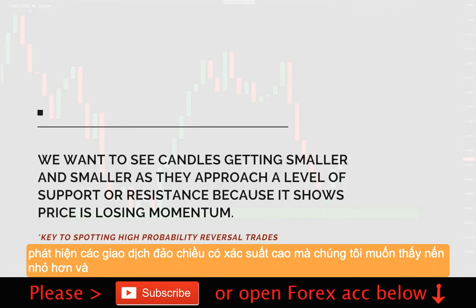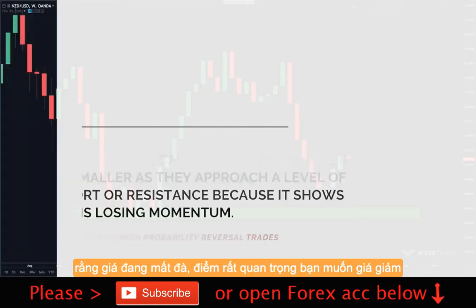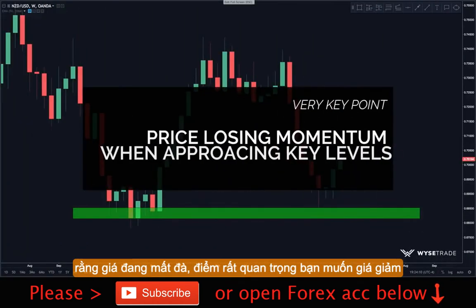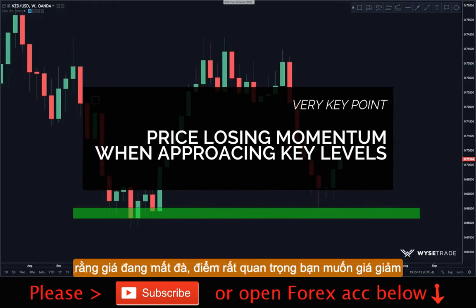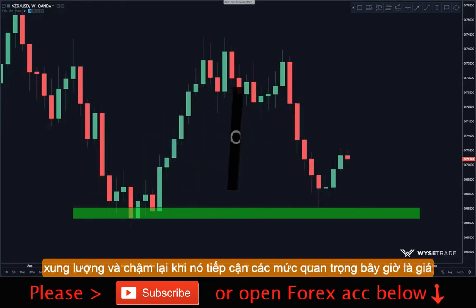We want to see candles getting smaller and smaller as they approach a level of support or resistance, because it shows that price is losing momentum. Very key point. You want price to be losing momentum and slowing down as it approaches key levels.